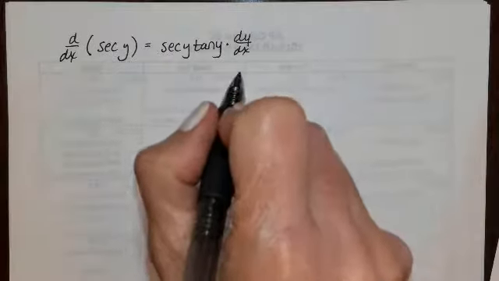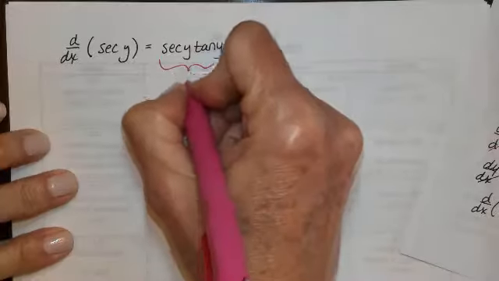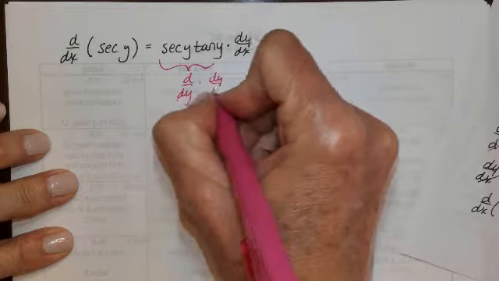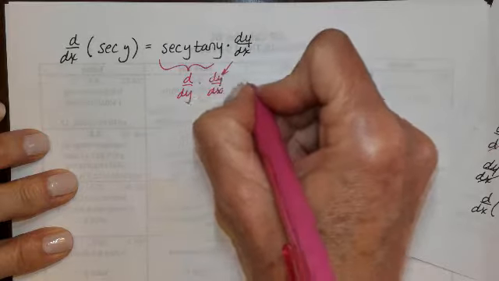This is implicit differentiation. Okay? So again, this part is d dy, and if you multiply by dy dx, then you get the derivative with respect to x. Okay?